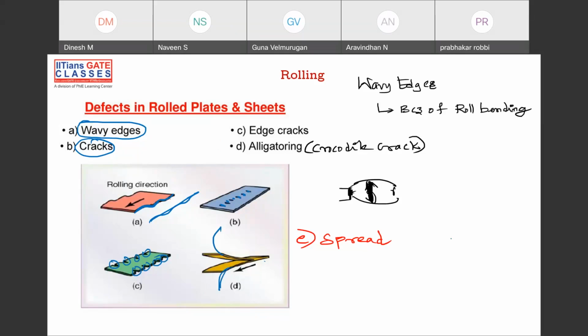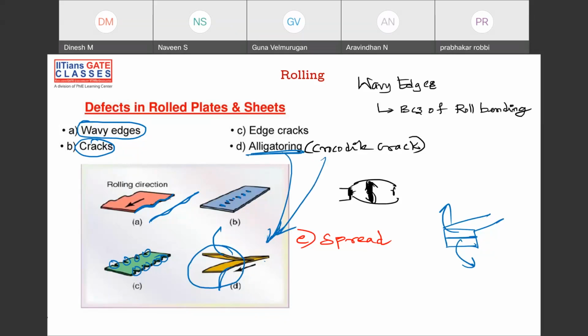The part, if you're having this thing like this, they'll split up. This will go up and this will come down, and that is kind of like opening the mouth of a crocodile, right? So that's the reason why it's called alligatoring. This is what is called alligatoring or crocodile cracks, because it is opening its mouth like a crocodile or alligator.